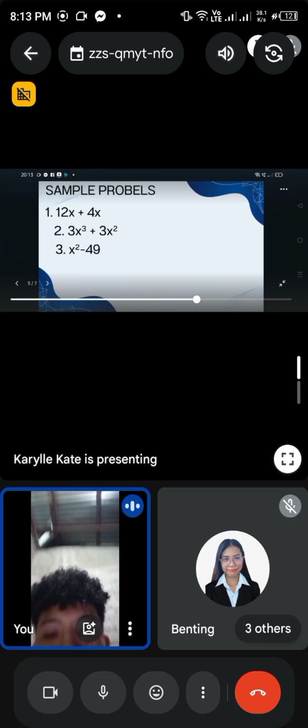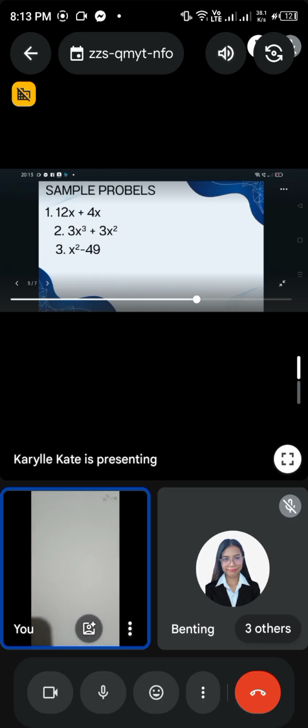So for number one, we have 12x plus 4x. In this case, since they are not perfect squares, what we're going to do is factor out the greatest common factor. As you can see, the greatest common factor is I think 4x, or yeah, we're just going to have a trial and error.